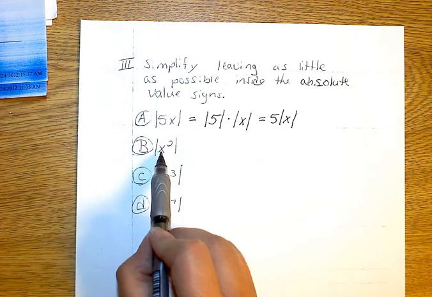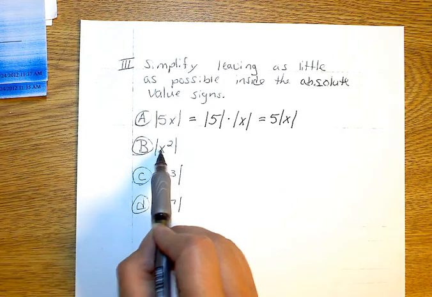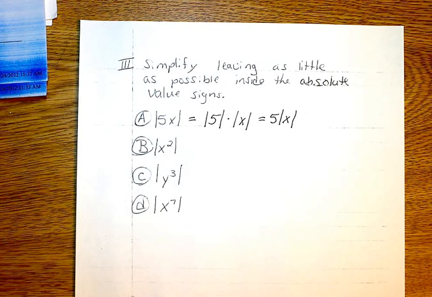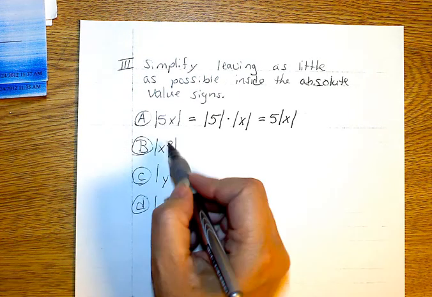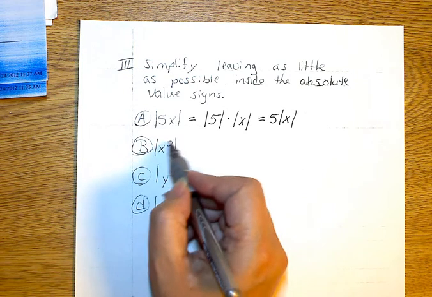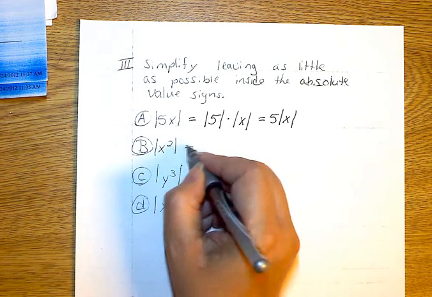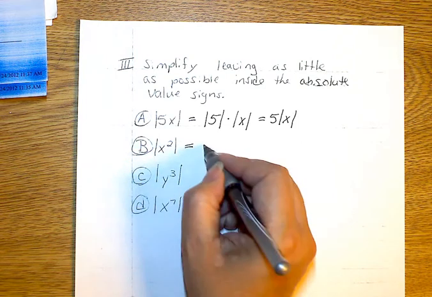If you already have, like on B, it says x squared. If I put in negative 2 or any negative, would it always be positive? Yes. So if your exponent is even, you can take it out. So the absolute value of x squared is plain old x squared.